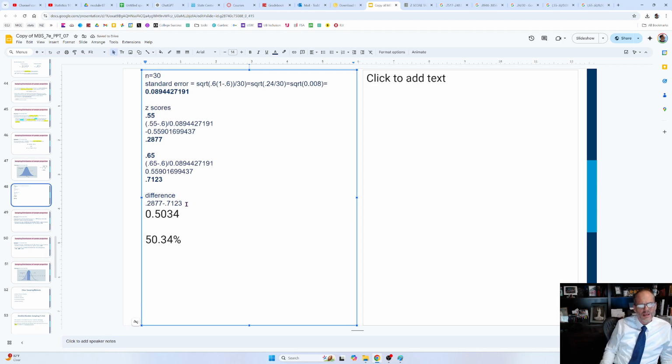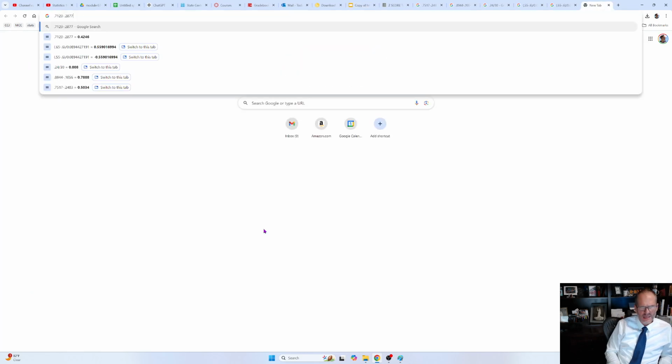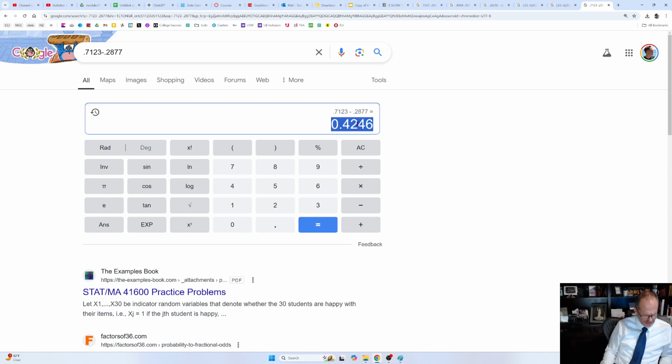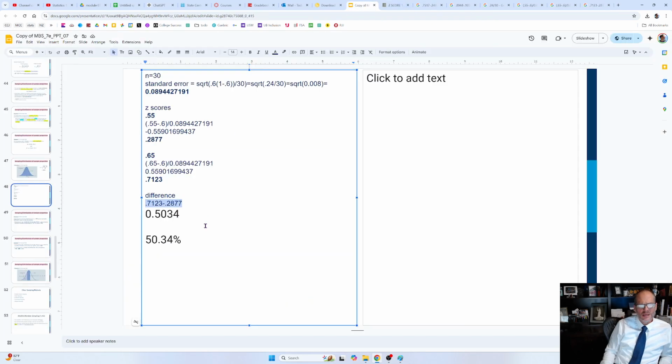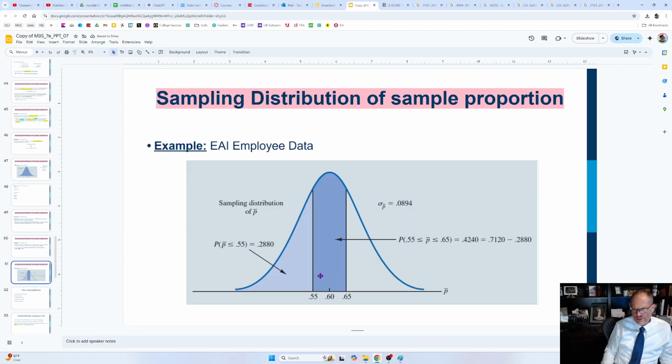we take the big one and subtract the little one. So we start with the big one, which is all the data from that point to the left, and we subtract away this stuff that we don't need. I'm going to do that and drop that into Google, and we get this much. I'll put it right here again: 42.46% of our data is in this middle area right here.